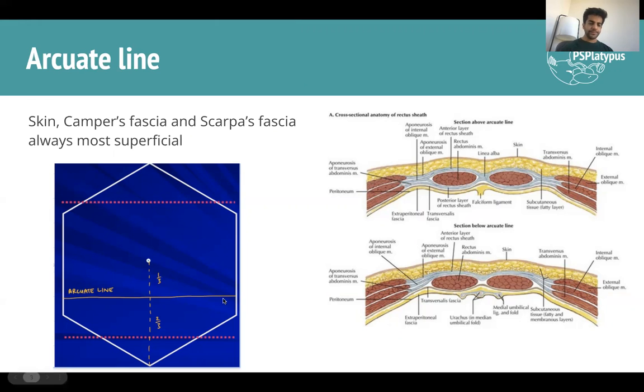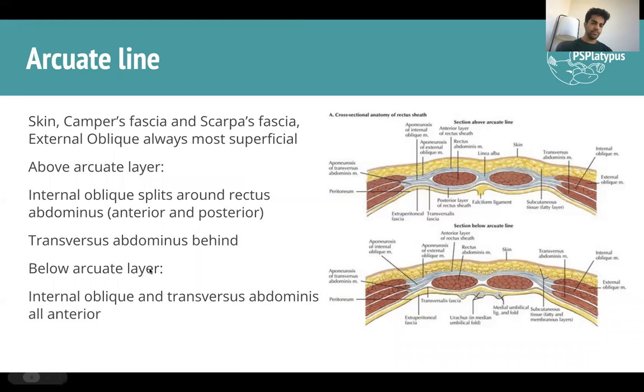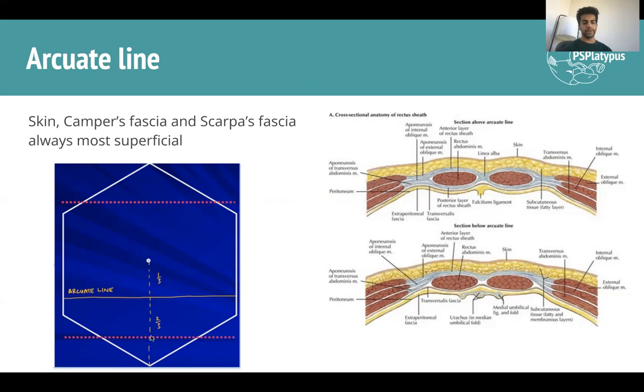Now you have this arcuate line, which is essentially if you draw a line from the umbilicus down to your pubic symphysis, one third down from there, you have this imaginary hypothetical horizontal line called the arcuate line. Why this is important is the layers of the abdominal wall change above it and below it. So going deep to superficial, the order that they go in changes. To make it easy, first of all, your skin and your Camper's and Scarpa's fascia are always most superficial. Those never change. Those always have to be in the front. Also, your external oblique is always in the front.